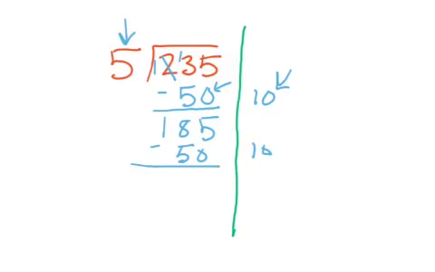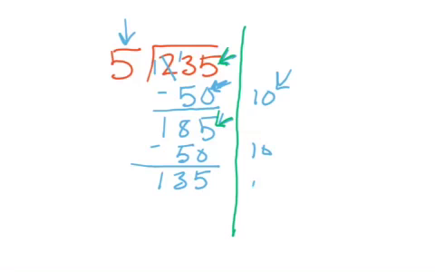Now, I'm using 10 because I know it's going to get me a product, which is what I'm putting here, that's less than my dividend, or less than what I have remaining. I can't go over this number. I have to stay below it. But I want to get close, and I want to take big chunks out. Okay, so I'm going to subtract this piece, and I'm going to get 135.